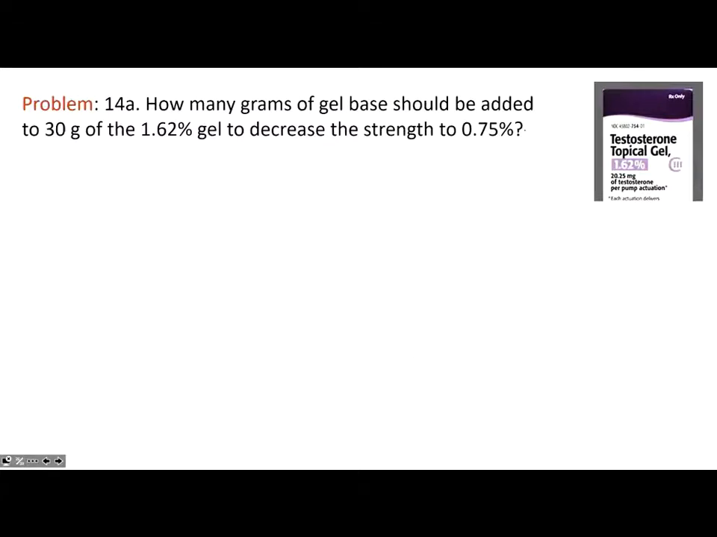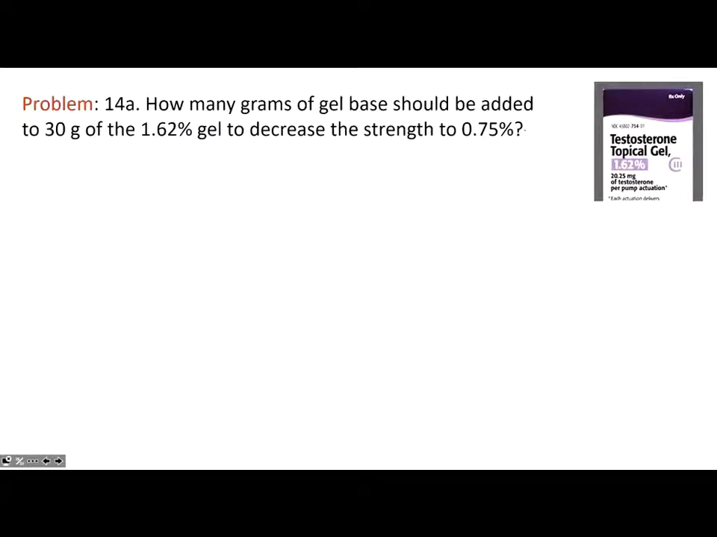All right? All right, let's get manly here and talk about some testosterone gel. I could use some. So this question is about altering product strength. So it says how many grams of gel base should be added to 30 grams of the commercial product, which has a concentration of 1.62% testosterone, to decrease its strength to 0.75%.